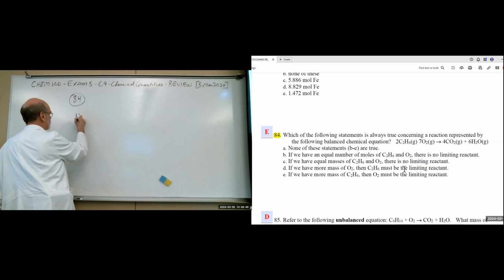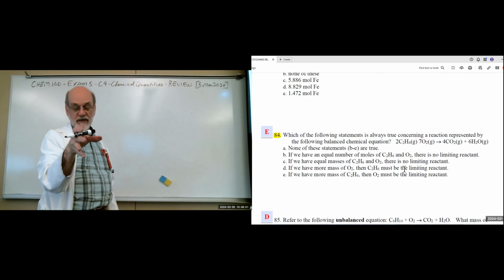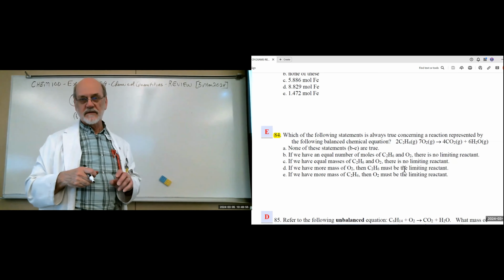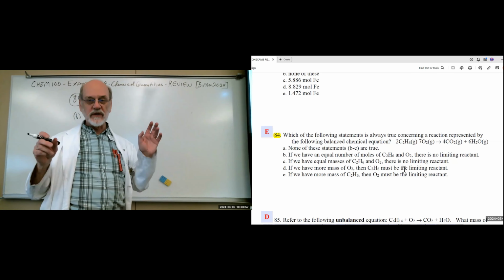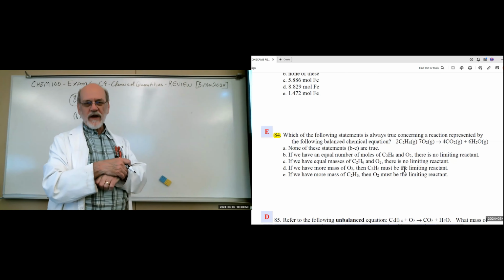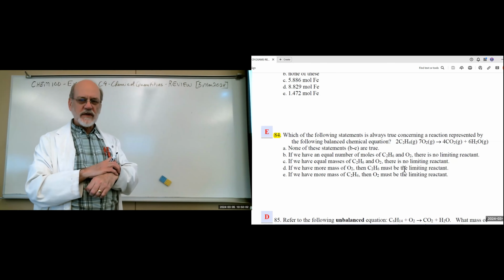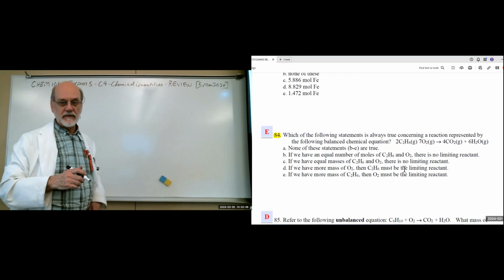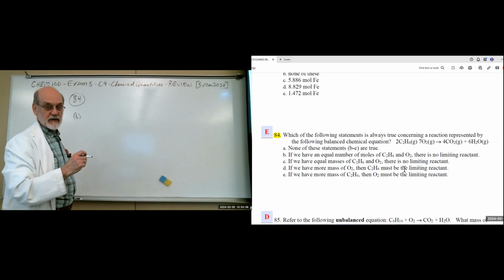84B. All right, I'm going to reference the equation right there in that document. It's going to be on a split screen with this board, so I don't need to write it up there. If we have an equal number of moles of C2H6, I do need to write it up there. I think it's going to take more work.